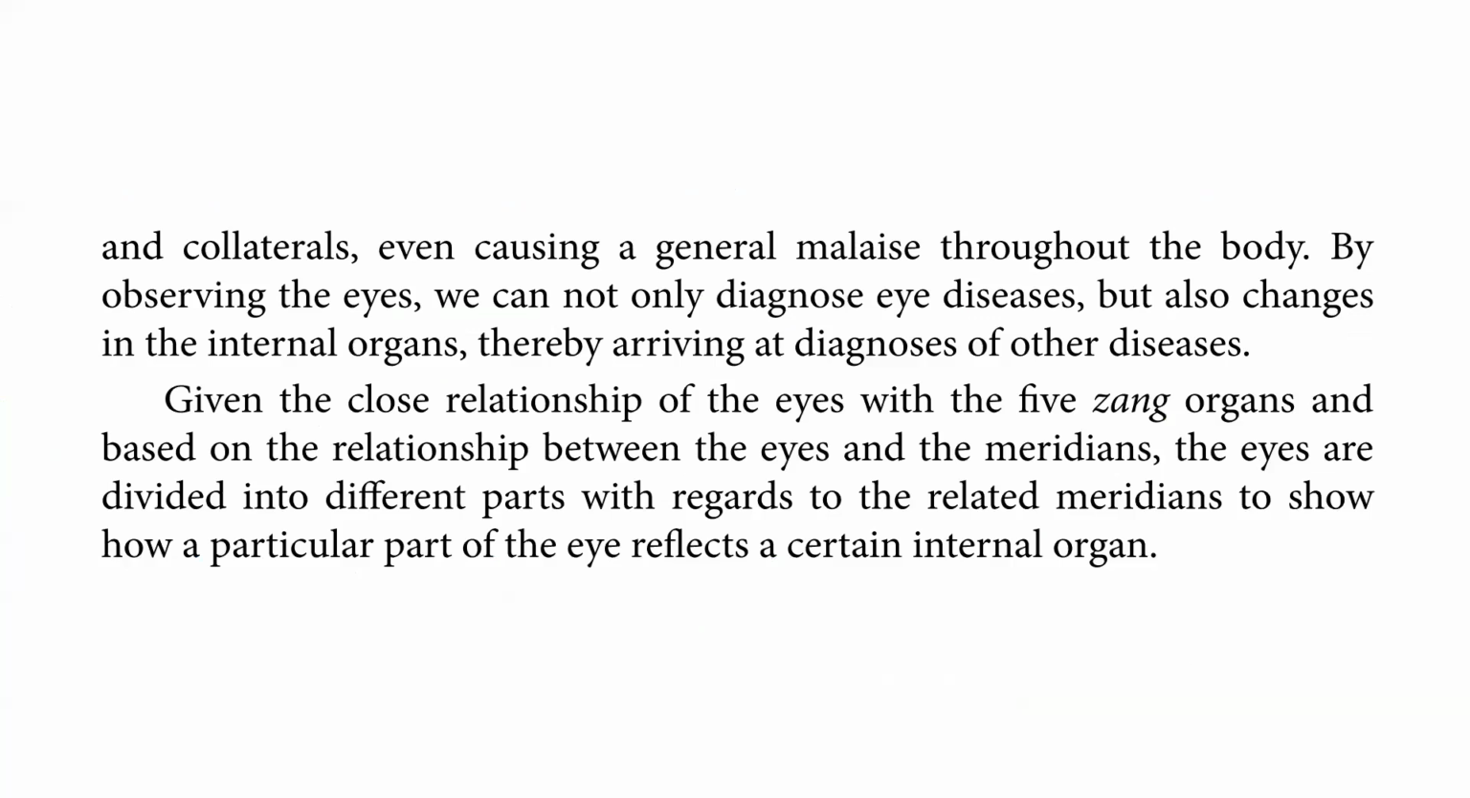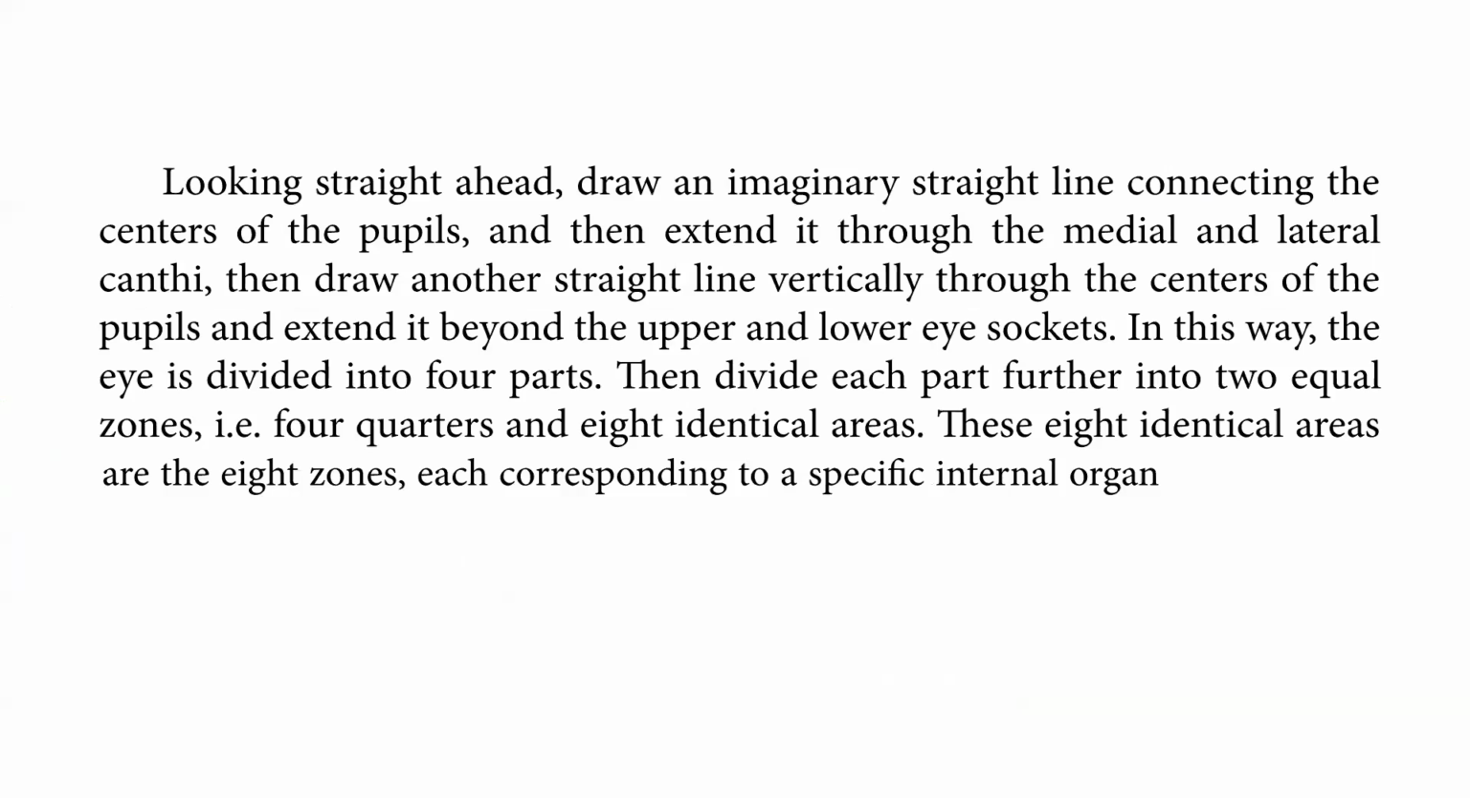Given the close relationship of the eyes with the 5 zang organs and based on the relationship between the eyes and the meridians, the eyes are divided into different parts with regard to the related meridians, to show how a particular part of the eye reflects a certain internal organ.